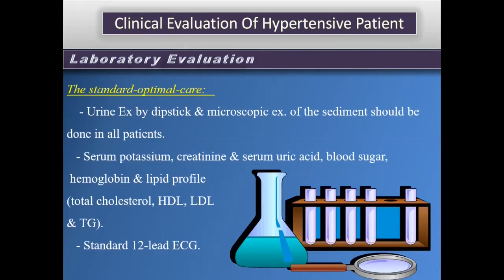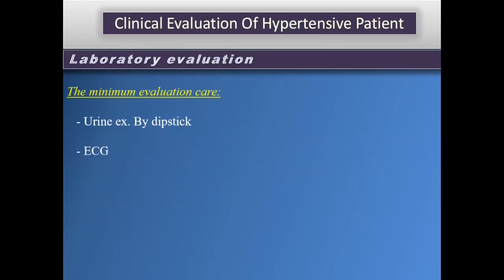Laboratory evaluation. What is the standard optimal care? Just urine analysis for any microalbuminuria or macroalbuminuria, serum potassium and creatinine level, uric acid, blood sugar, lipid profile, and standard 12-lead electrocardiography. The minimum evaluation care will be urine, electrocardiography, fasting, and postprandial blood sugar.